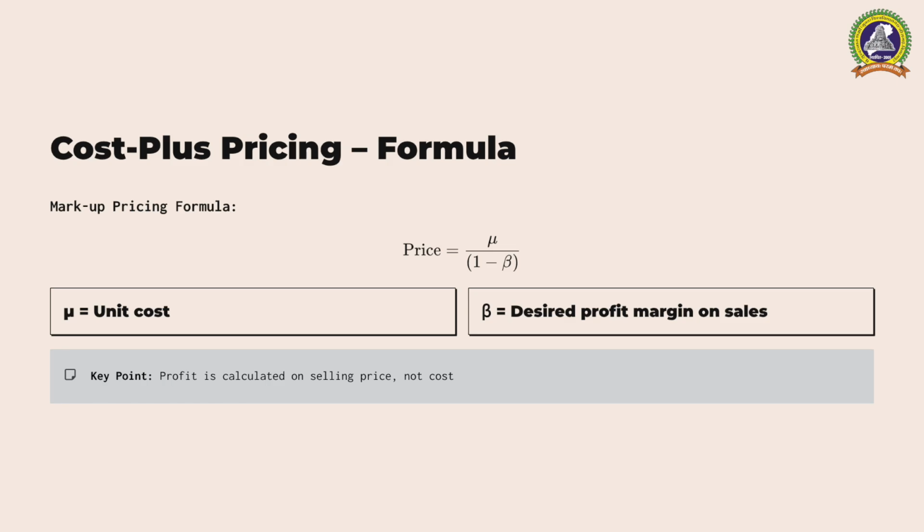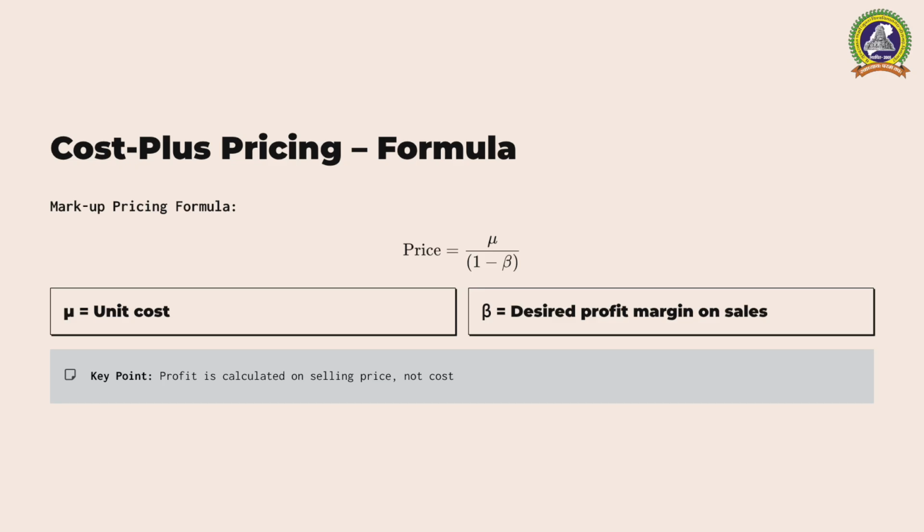Now, let us look at the mathematics. This is where many students make a mistake. So, please pay close attention to the variables. The formula for the markup price is mu divided by 1 minus beta. Let me repeat that: mu divided by quantity 1 minus beta.